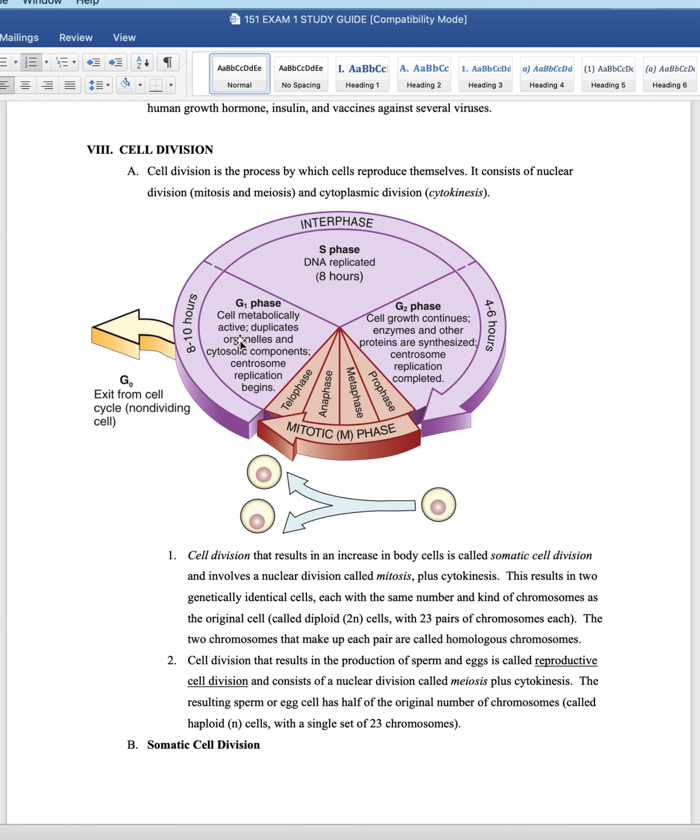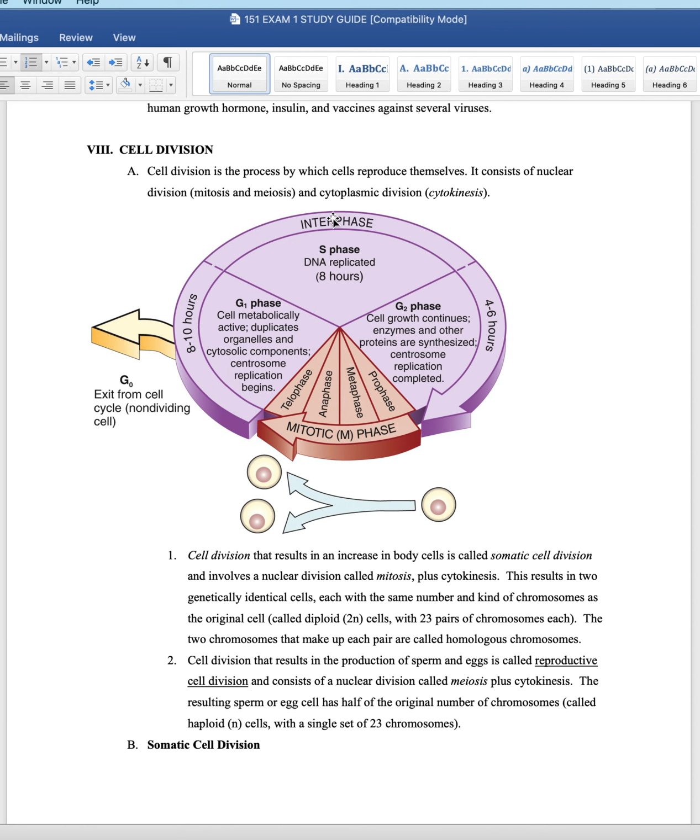Interphase is split up into three main sections: the G1 phase, the S phase, and the G2 phase. G phases are the growth phases. S phase is the synthesis phase. There are going to be stop points and checkpoints as we go along here, because this is going to be the point of no return. But let me digress for a second. So G1 is when we are duplicating our organelles and cytosolic components, and our centrosomes are starting to replicate.